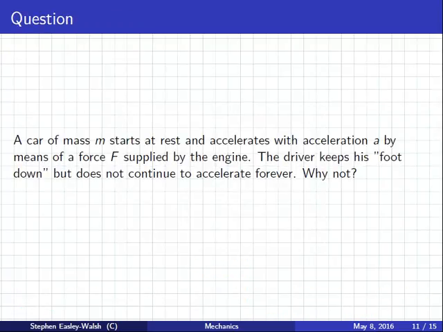Again, we don't have to write this one down. This is one I want us to think about right now. A car of mass m starts at rest and accelerates by means of a force. The driver keeps his foot down but does not continue to accelerate forever. So why do cars have maximum speeds?